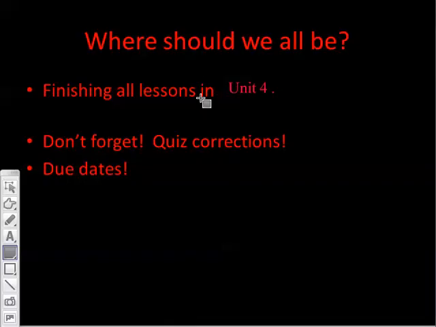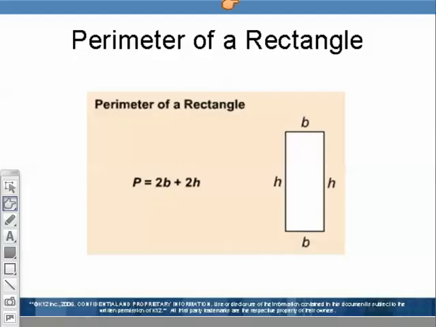What are we looking at? Well, we should be through with everything in Unit 4 by now. You should have taken the unit exam and things like that. I don't want you to forget about making your corrections, and don't forget about when things should be due, because after 28 days we do lock things up, so you need to make certain you get that taken care of, okay?